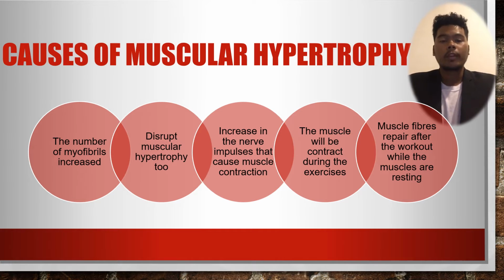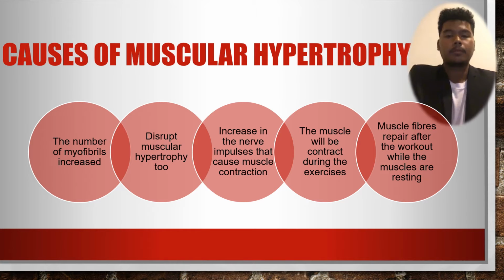Okay, so we are moving on to the next part, which is the causes of muscular hypertrophy. There are five. The first one is an increase in the number of myofibrils. What causes the myofibrils to increase? It is because a biological effort to repair or replace damaged muscle fibers begins with the satellite cells fusing together and into the muscle fibers.